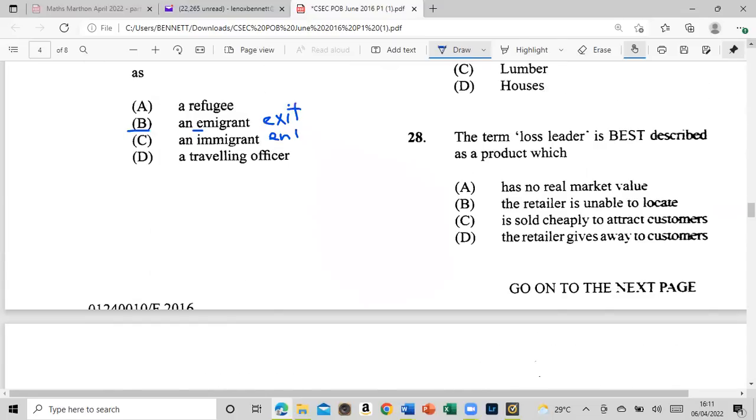The term loss leader is described as a product which, A, has no real market value, B, the retailer is unable to locate, C, is sold cheaply to attract customers, or D, the retailer gives away to customers. And 28 is C, is sold cheaply to attract customers.